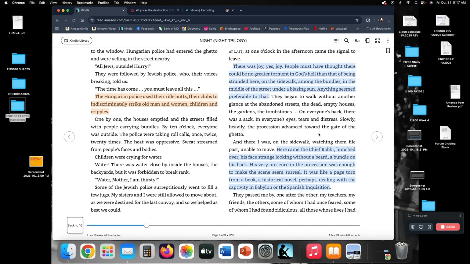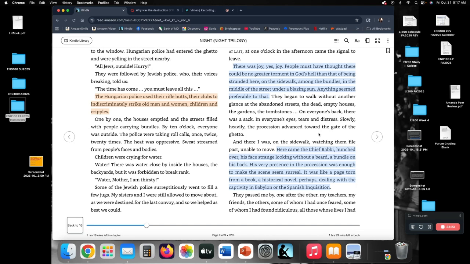His very presence in the procession was enough to make the scene seem surreal, because what we actually have here, the rabbi has become a symbol of the fall of faith. It cannot escape the situation. The faith is just intimately tied into what's going on. And Elie's sitting there looking at it like, oh my goodness, even our faith isn't saved or can't be separate from what's going on with us. So that's a really important part there. And that is on page 17.